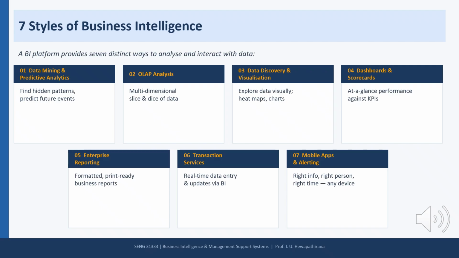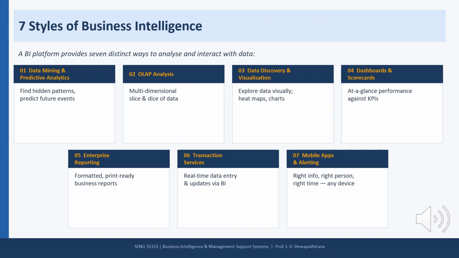A BI platform does not deliver intelligence in just one way. In fact, it provides 7 distinct styles of analysis and interaction, each designed for a different type of user and a different type of question. The first style is data mining and predictive analytics. This uses statistical algorithms and machine learning to find hidden patterns in data and predict future outcomes. We will go deeper into this shortly.